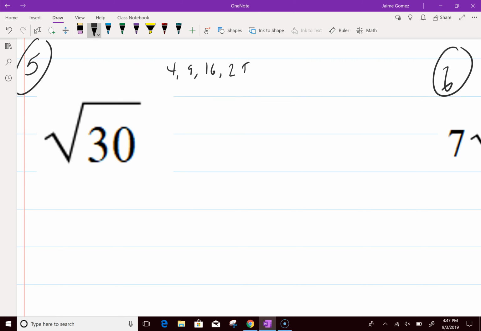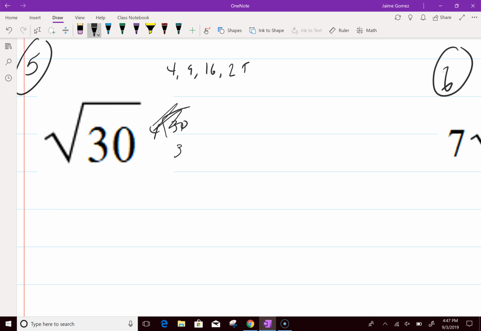Can you divide 30 by 4? 30 divided by 4 gives you what? Nothing, right? Nothing goes into 4 with 30. 6 times 4 is 24. 7 times 4 is 28. 8 times 4 is 32, so that doesn't work.